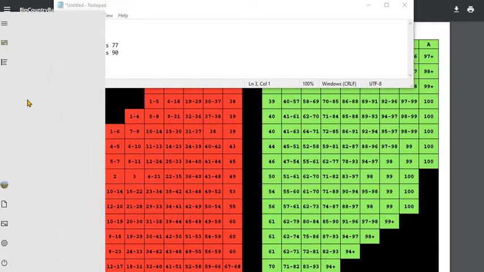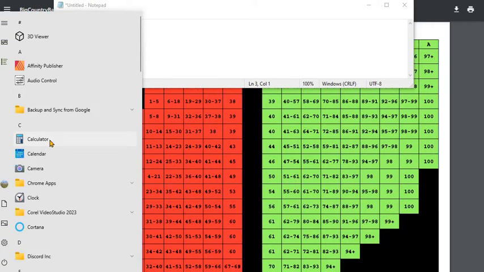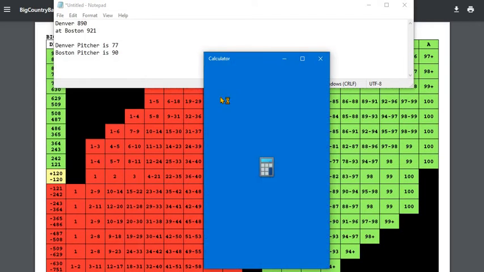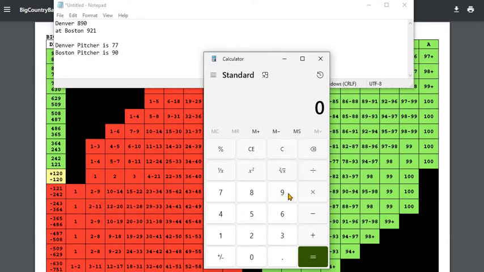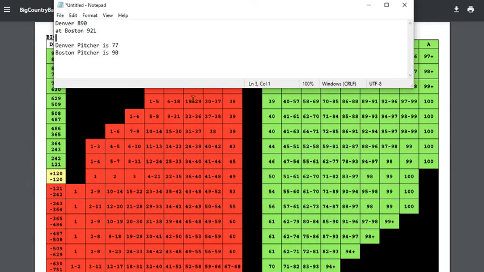So whoever's at home, we're going to get out that calculator and do this. Boston's 921, and we're going to subtract Denver's score of 890 for their team rating. So plus 21. So we're using the plus 21 category for this single roll for Boston, right? We're using this category right here. Let's say I roll a 47. And I come over here to 47.